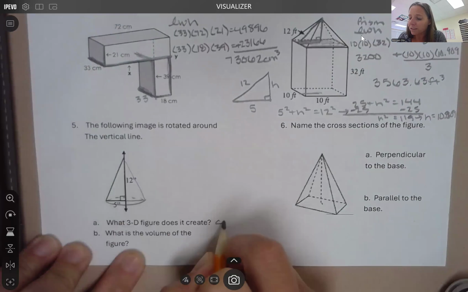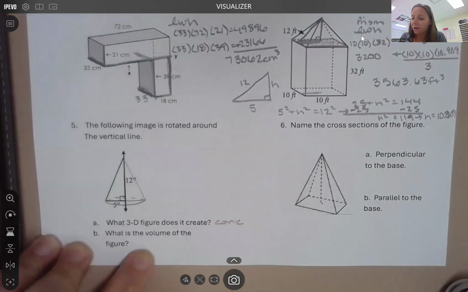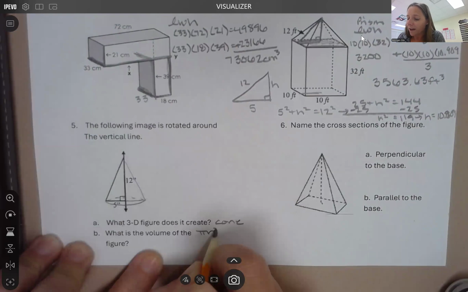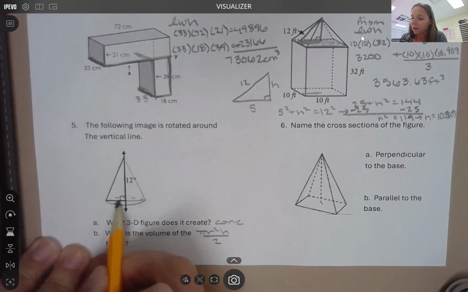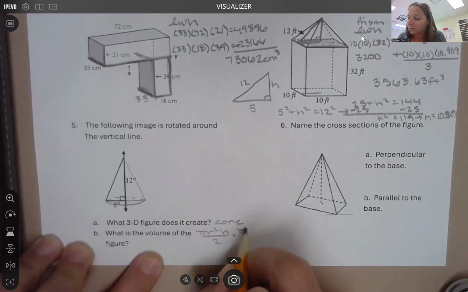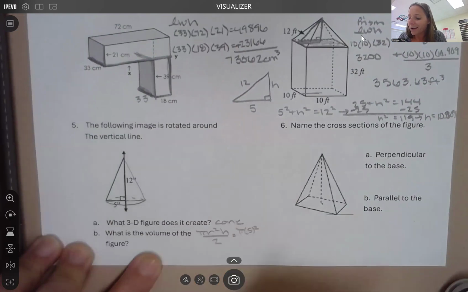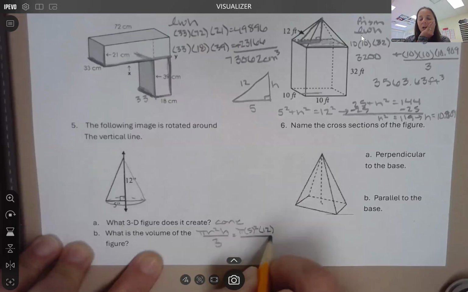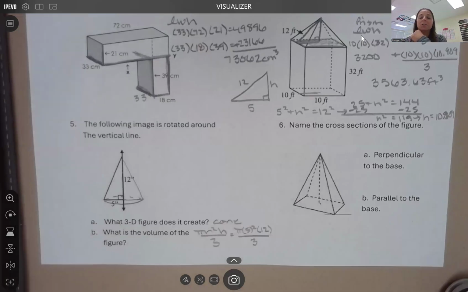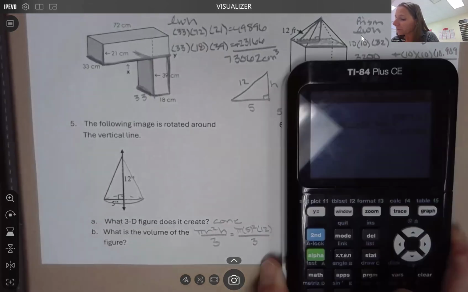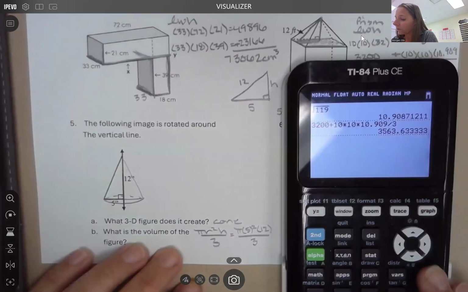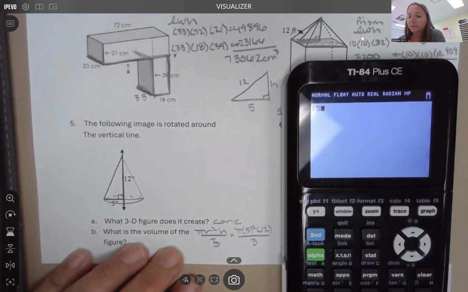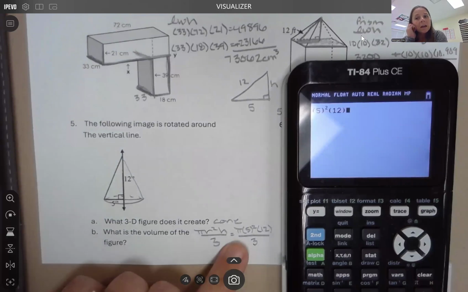Well, what's the volume? The volume of a cone is one-third pi r squared h. We've got to know the radius, and look right here: the radius is 5, so pi, 5 squared. h is 12, and it's not divided by 2, it should be divided by 3. Sorry about that. If you're leaving this in terms of pi, don't put pi in your calculator, only put the numbers in there. So 5 squared times 12, divided by 3, and I end up with 100.